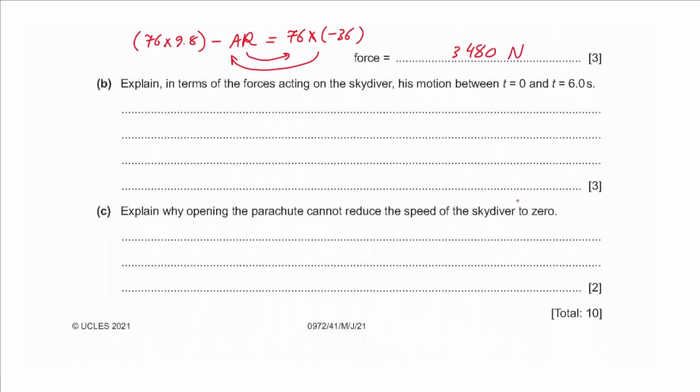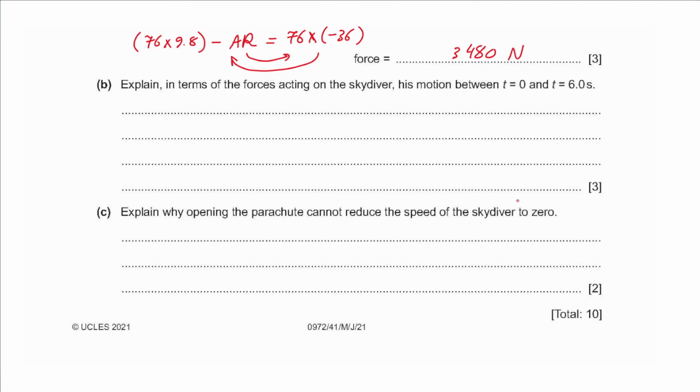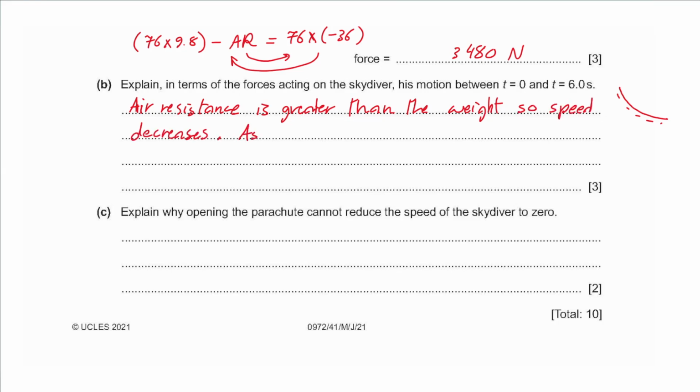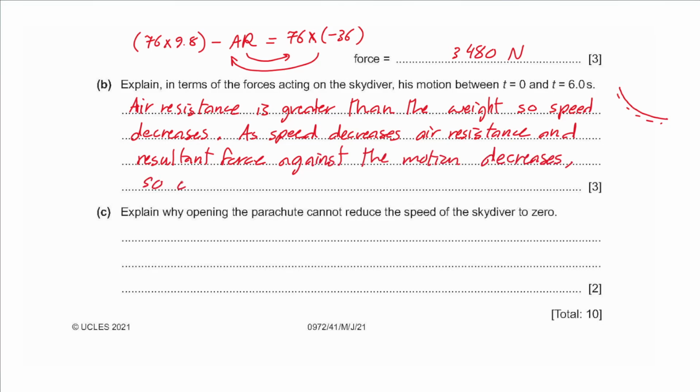Part B says explain, in terms of the forces acting on the skydiver, his motion between time 0 and time 6 seconds. The graph was decreasing speed with decreasing gradient, that is decreasing acceleration. So we say that at first air resistance is greater than the weight, so speed decreases. Then as speed decreases, air resistance and the resultant force against the motion decrease. So deceleration also decreases. That's why we have a decreasing deceleration.